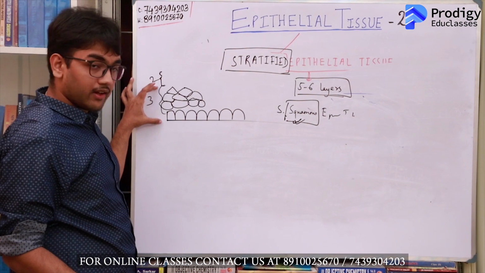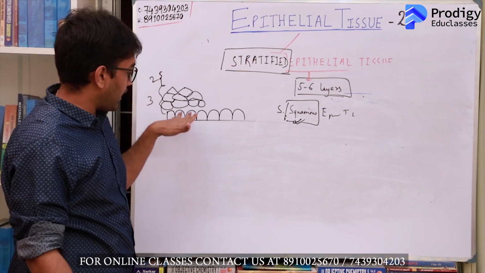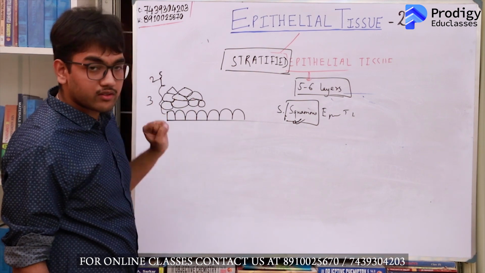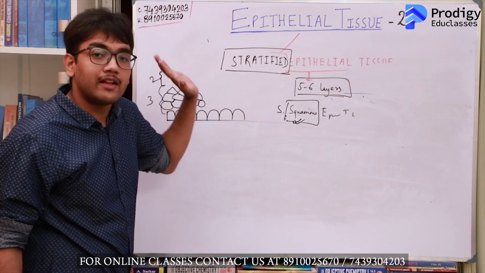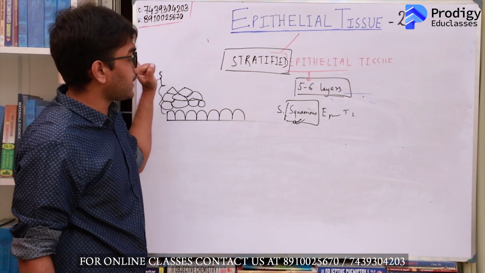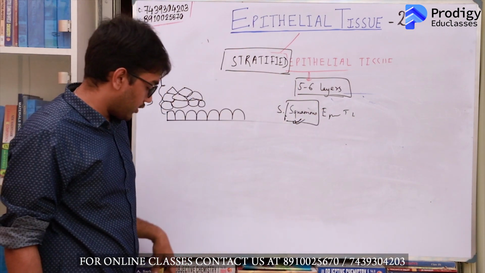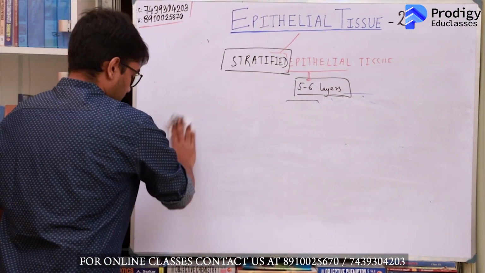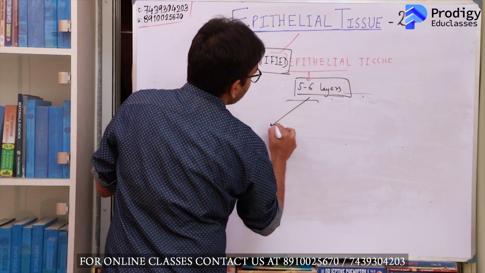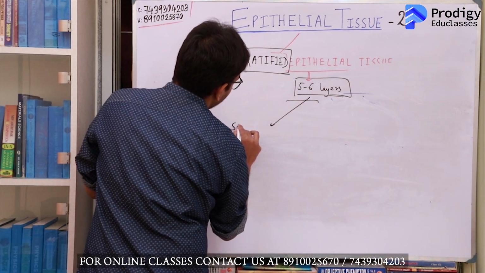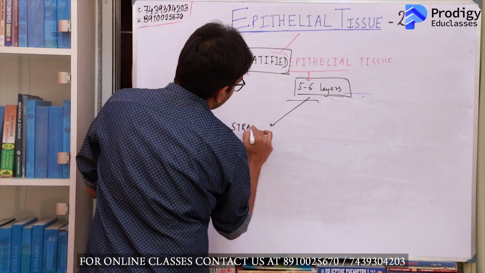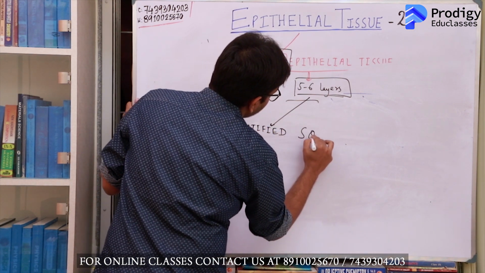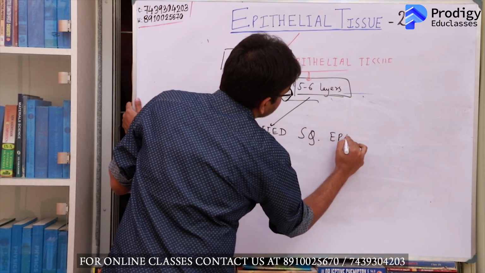The basic 4 layers below will remain the same. The basalmost layer will be formed of cuboidal cells, the intermediate 3 layers will be formed of polyhedral cells, and the apical 2 layers of cells will be formed of the type of cells on which you name it. Okay, so here we mainly need to discuss the stratified squamous epithelial tissue.